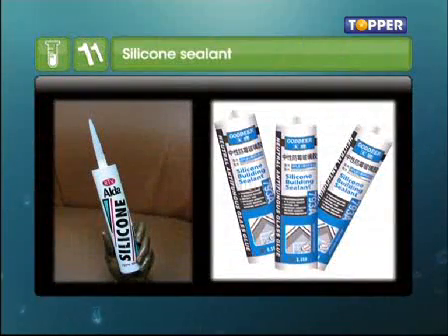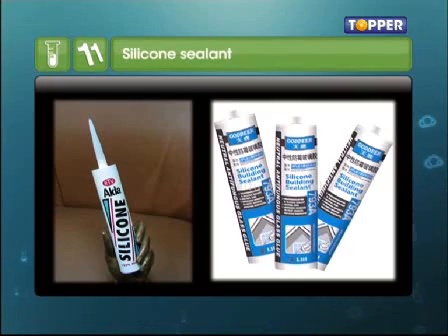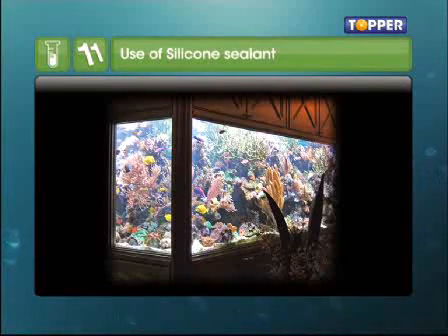Good question. Well, silicones are water repelling in nature because of the presence of nonpolar alkyl groups. They are also used as sealants by aquarium manufacturers in order to join glass plates to make aquariums of every size and shape.